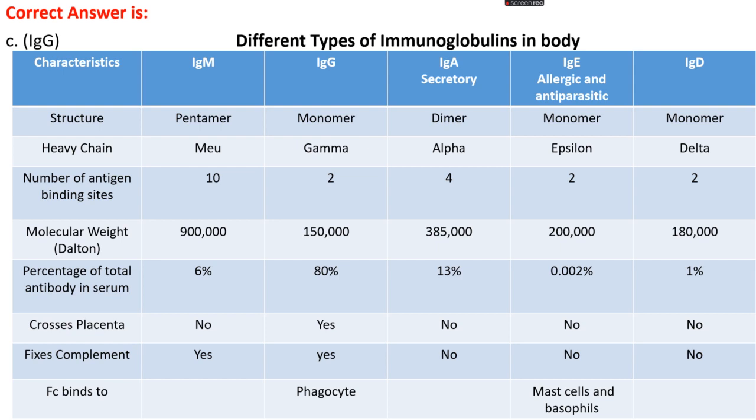As for crossing the placenta, only IgG crosses the placenta. For complement fixation, IgM and IgG fix complement and start the complement cascade. There are two portions in the immunoglobulin, the FC portion and the FAB portion. The FC portion binds to phagocytes in case of IgG, and to mast cells and basophils in case of IgE.